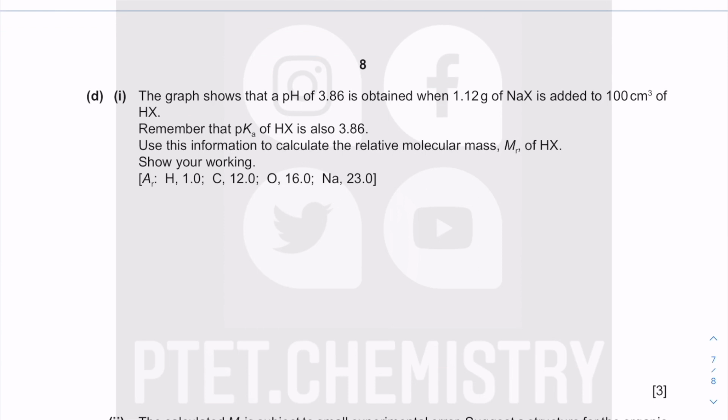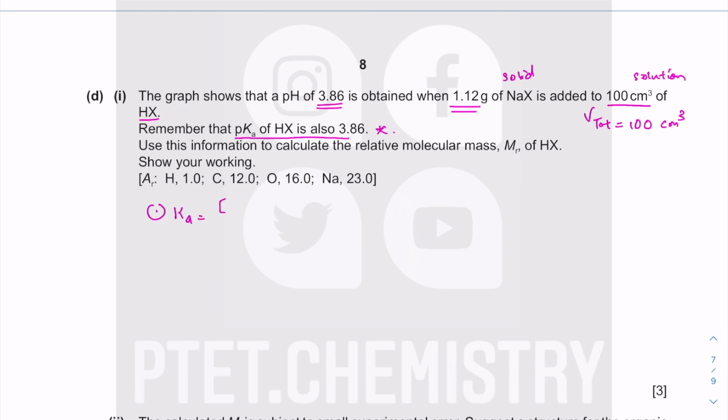So the graph shows that a pH of 3.86 is obtained when 1.12 gram of NaX is added to 100 cm³ of HX. All right, so this is a solid. When you add a solid to a solution, your total volume is still 100 cm³. The pKa of the weak acid is also 3.86. So your pH is equal to the pKa. When your pH is equal to pKa, something magical can happen. I'll show you what I mean by that.